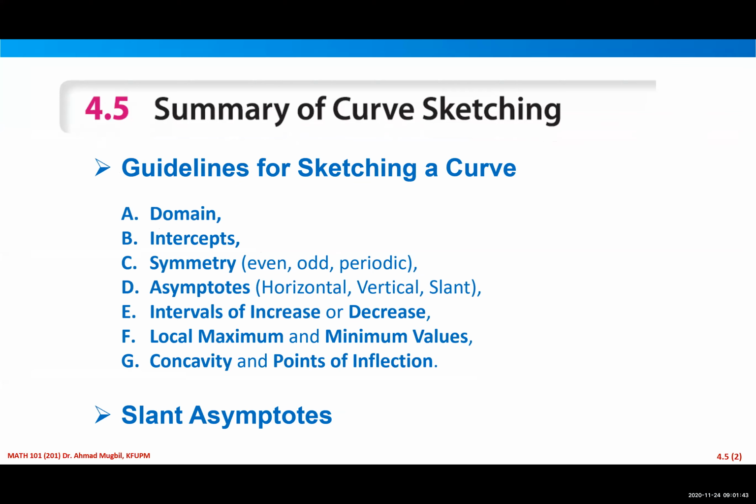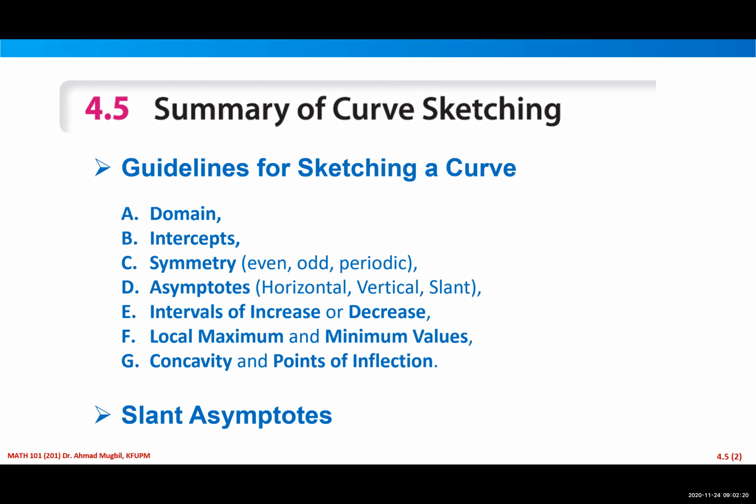To sketch a curve or a graph of a function or equation by hand, it is better to follow the following steps. First, start with the domain, then the intercepts, the x-intercept and the y-intercept, then check the symmetry behavior of the function. Is it even? Is it odd? Is it periodic? Also find the horizontal and vertical asymptotes, and also the oblique, the slant asymptotes. We will focus on this issue in this section, the slant asymptotes, and how to find them.